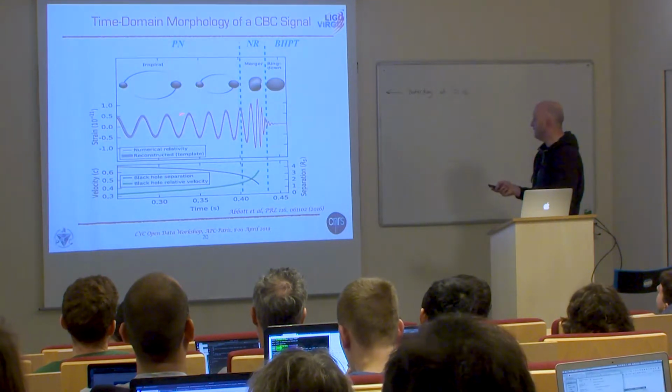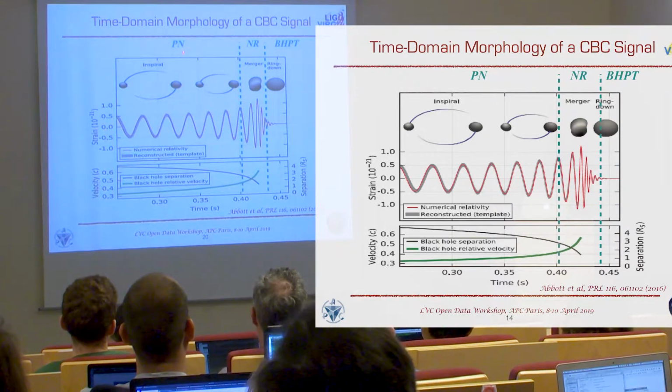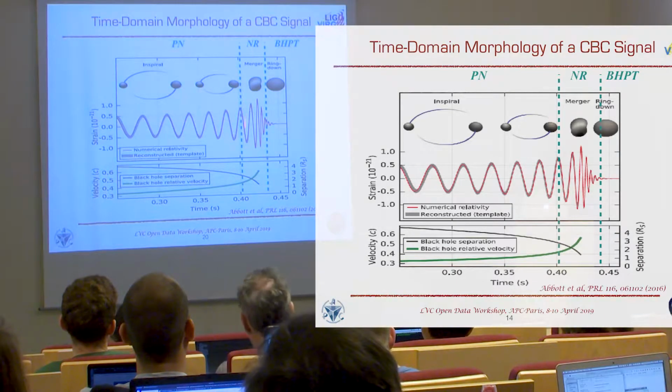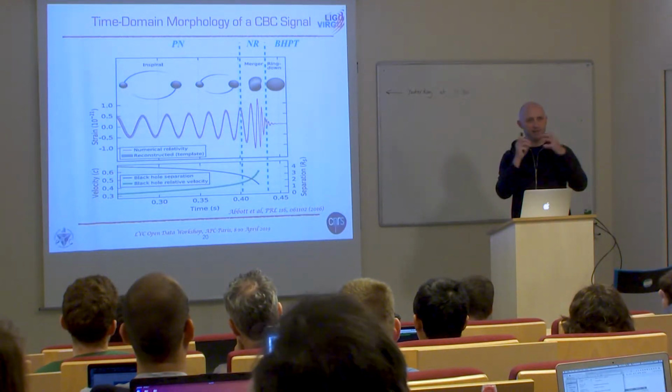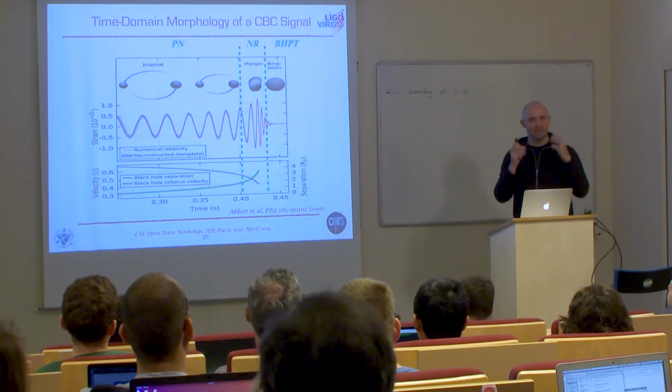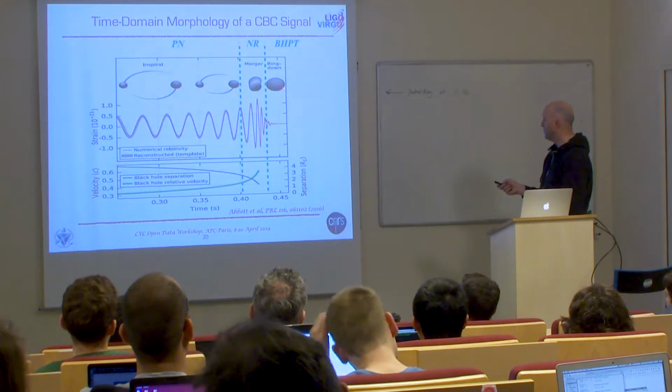So if I look at the time domain morphology of the waveform, I can split it up into 3 different regions. I have the in-spiral down here, which I can describe using post-Newtonian theory. I have the late in-spiral and merger, which requires numerical relativity. And then once the final black hole has formed, it kind of oscillates like a bell that's been struck. And this is the ringdown part, and can be described by black hole perturbation theory.